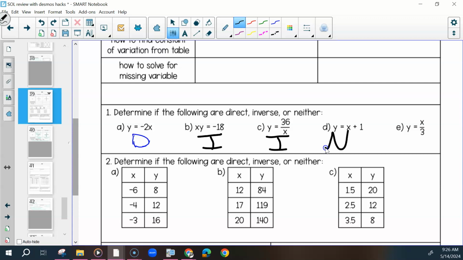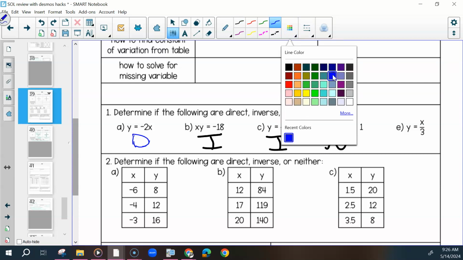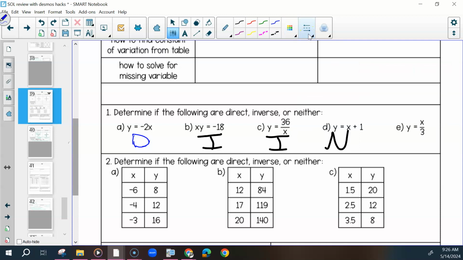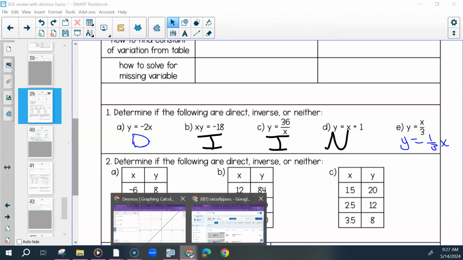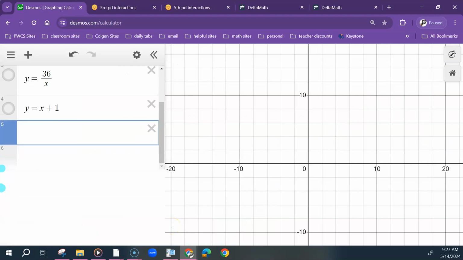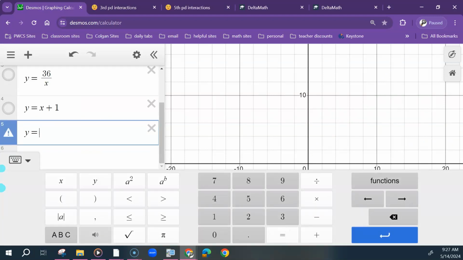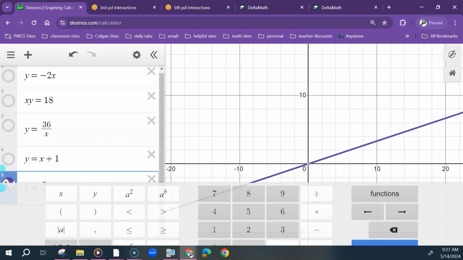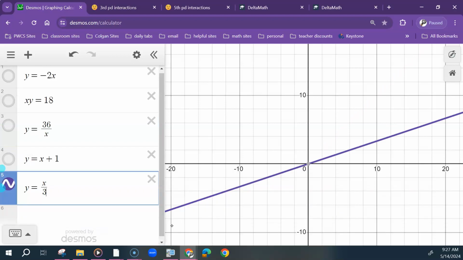And then with E, it doesn't look like either of the equations unless you rewrite it. Because it's dividing by 3, this would be the same thing as 1/3 x, and then it would look just like A. Or you could type it in and see that it's a line that goes through the origin. So that one would also be direct.